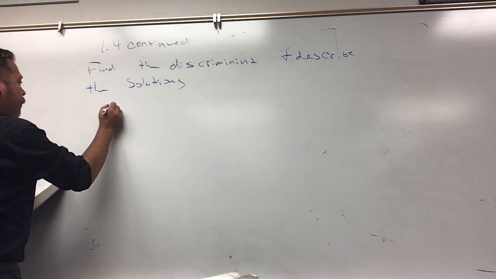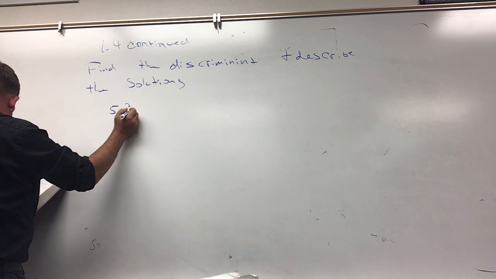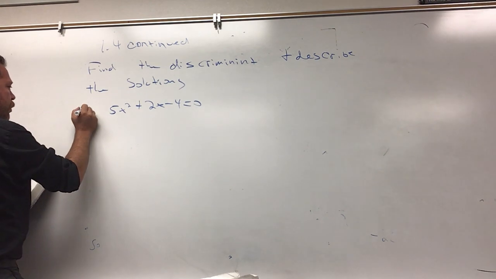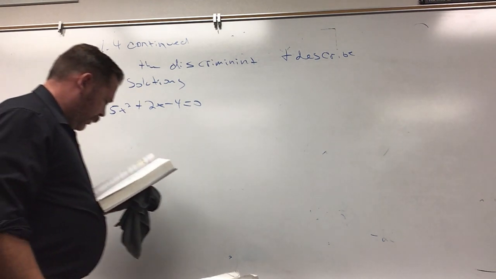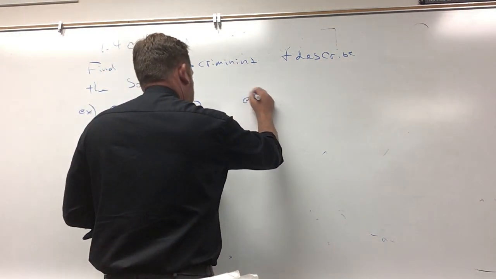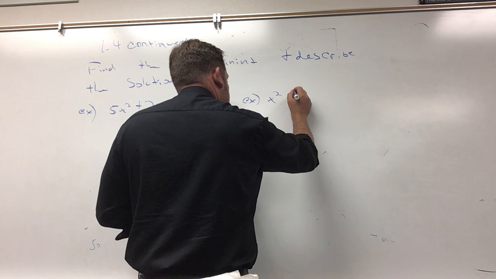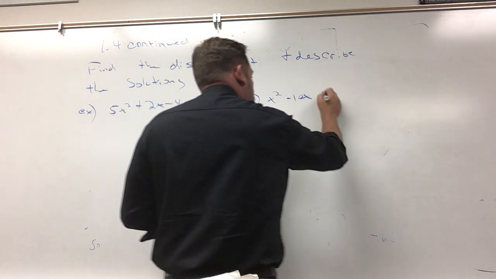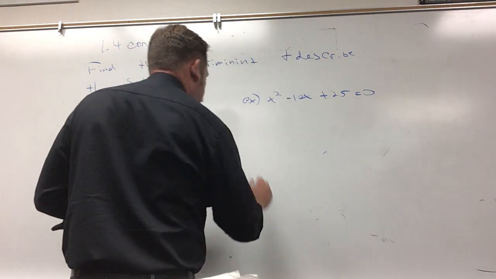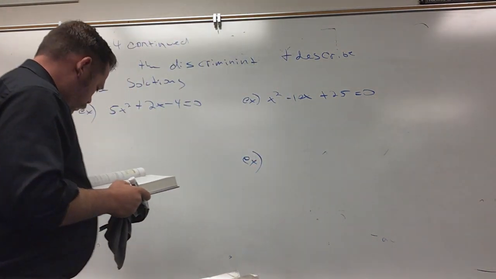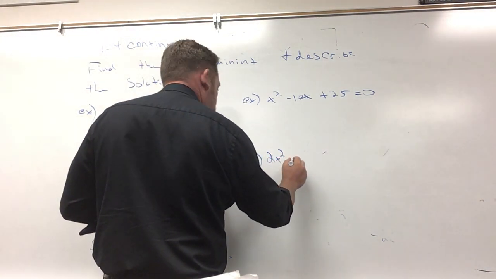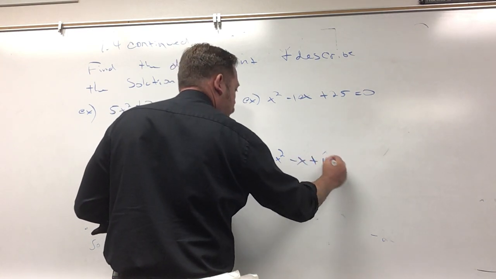So let's say we have 5x squared plus 2x minus 4 equals 0. So this is example 1. Example 2 will be x squared minus 10x plus 25 equals 0. And example 3 will be 2x squared minus x plus 1 equals 0.